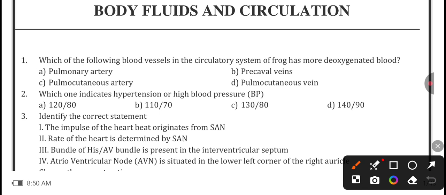Now question number 2, which one indicates the hypertension or the high blood pressure? Option A is 120 by 80, option B 110 by 70, option C 130 by 80, option D is 140 by 90. For hypertension, the systolic blood pressure must be 140 and the diastolic blood pressure must be 90. So the option D is correct.